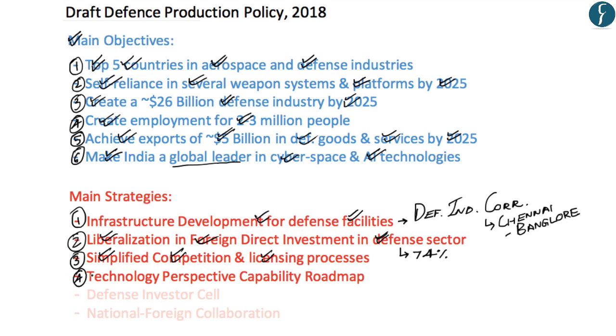The fourth point is the technology perspective capability roadmap, wherein the Government of India would inform what it intends to procure or buy in the form of defense equipments in the next 10 years, thereby allowing the private manufacturers to plan ahead. The fifth strategy under this policy is to form a defense investor cell under the Ministry of Defense, which would help private companies to invest in the defense sector. And the sixth and the last main strategy given under this policy is a collaboration between national and foreign companies for joint defense production. Now, hopefully up till here you've also understood the main strategies of the Draft Defense Production Policy of 2018.